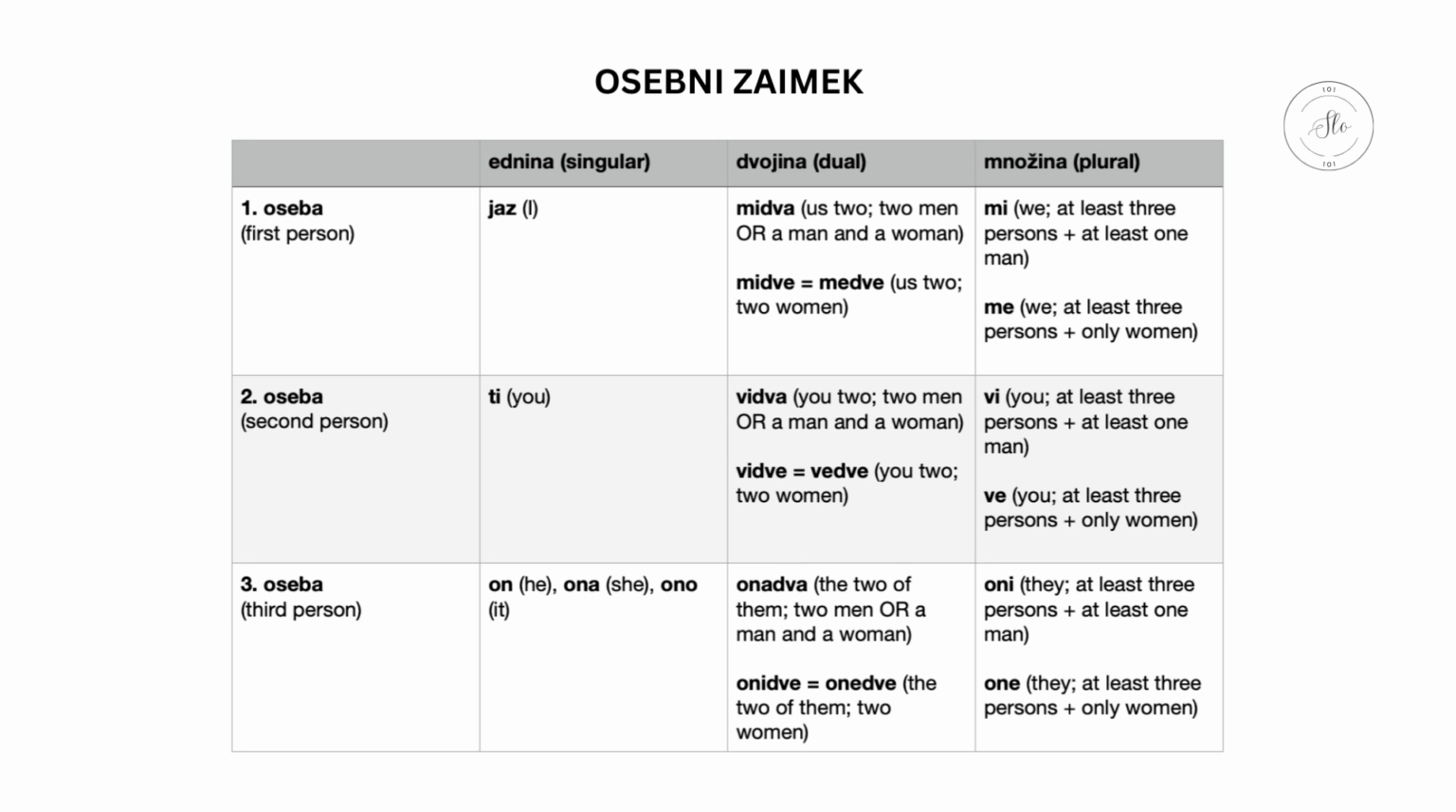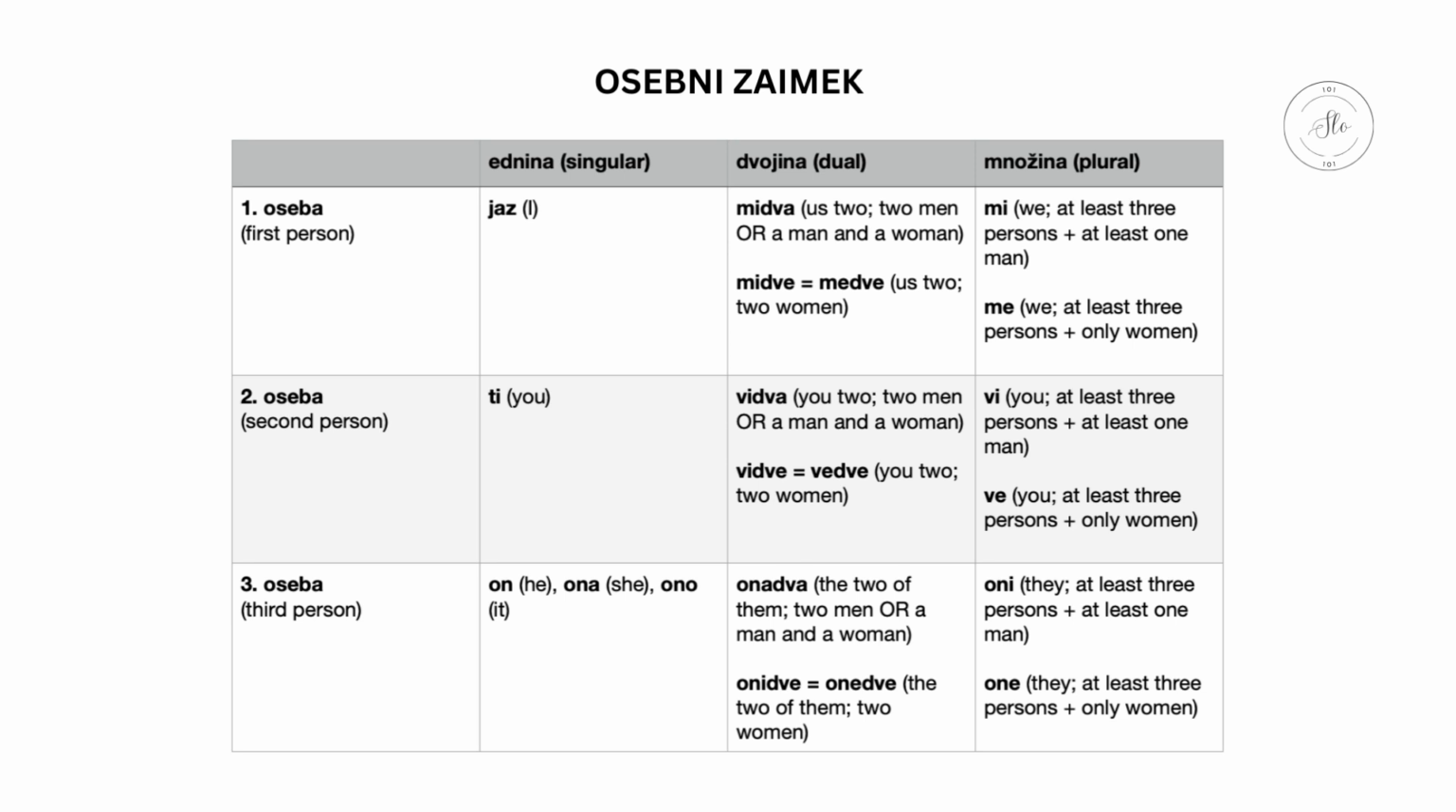For second person, we say vidva if there are two men, or if there is a man and a woman. And we say vidve or vedve if there are two women.